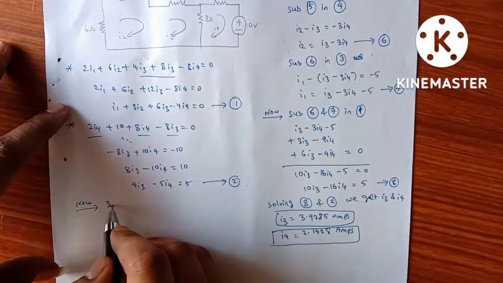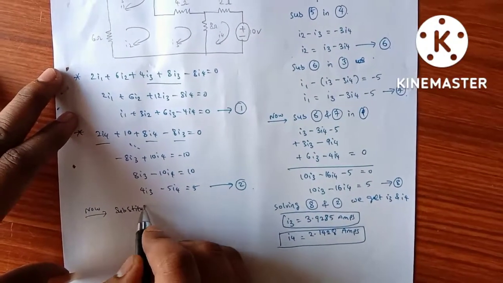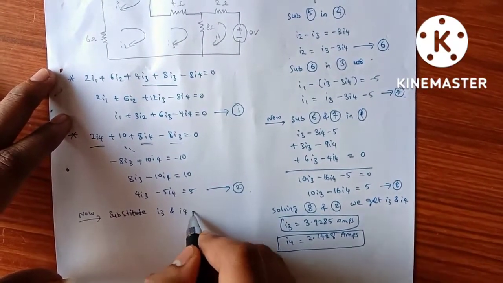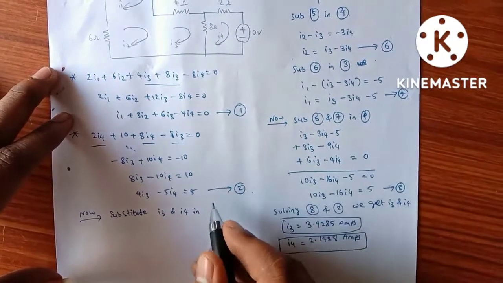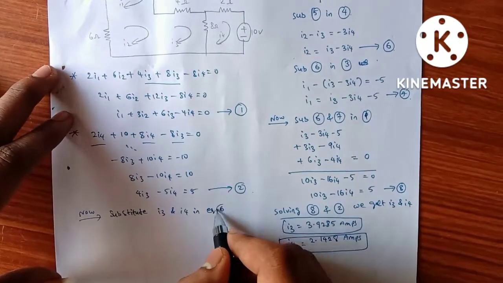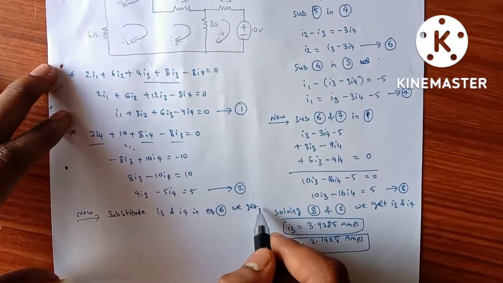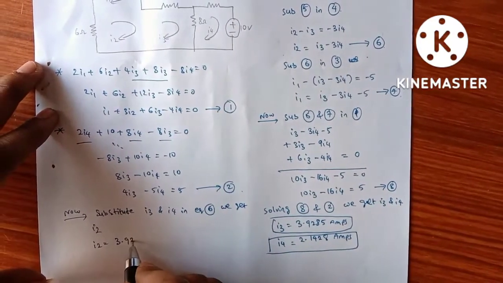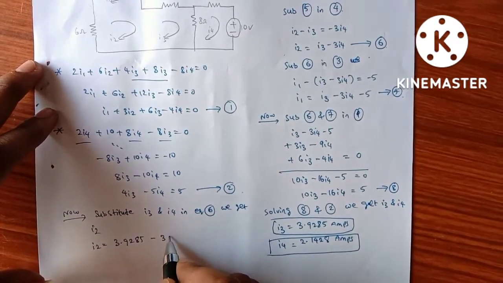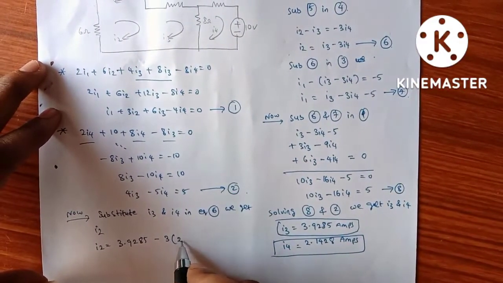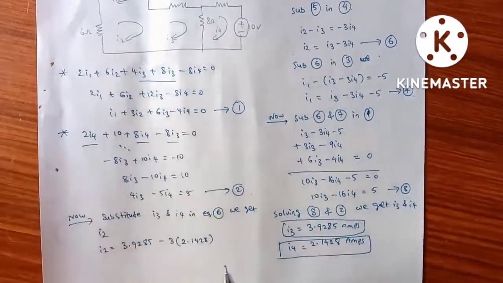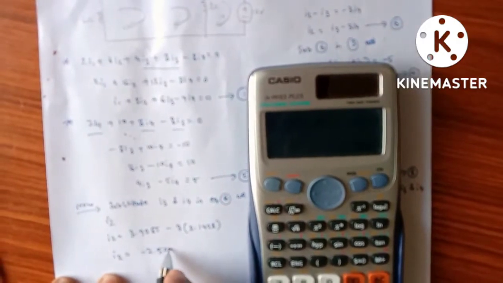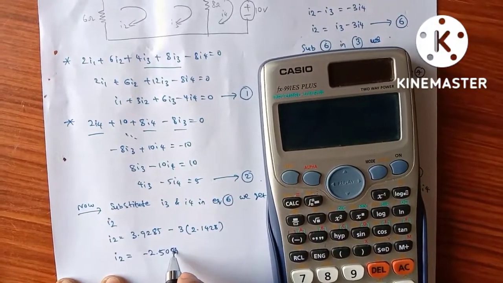Now substitute I3 and I4 in equation 6. We get I2. I2 equals 3.9285 amps minus 3 into I4, where I4 is 2.1428 amps. Then I2 equals minus 2.503989 amps.